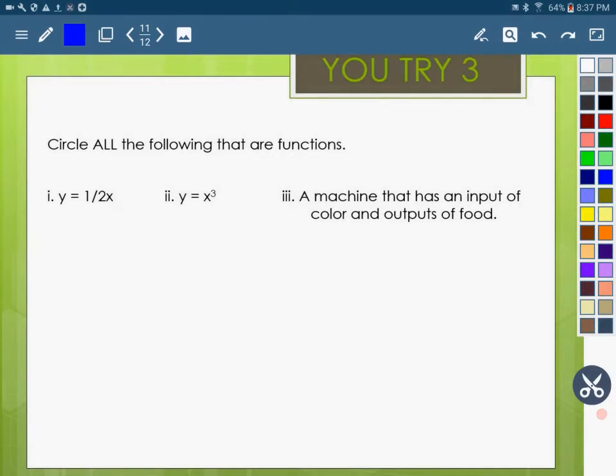Now let's have you guys give this a try. Take a look at the 3 scenarios, and you can make a table if you'd like, or you can just try to ask yourself that question: which of these do you think are functions?